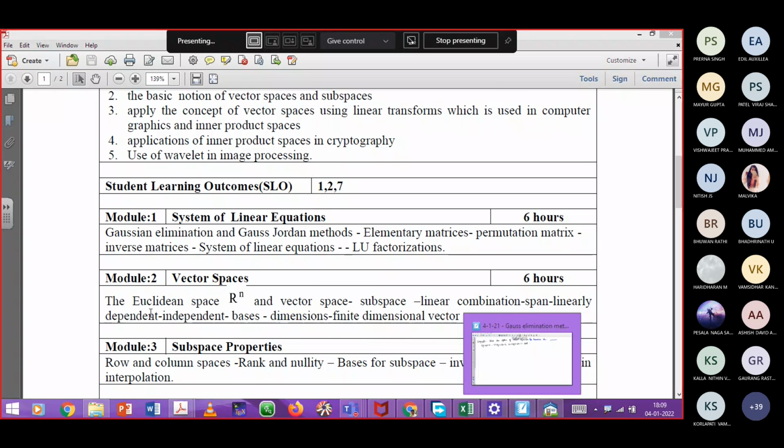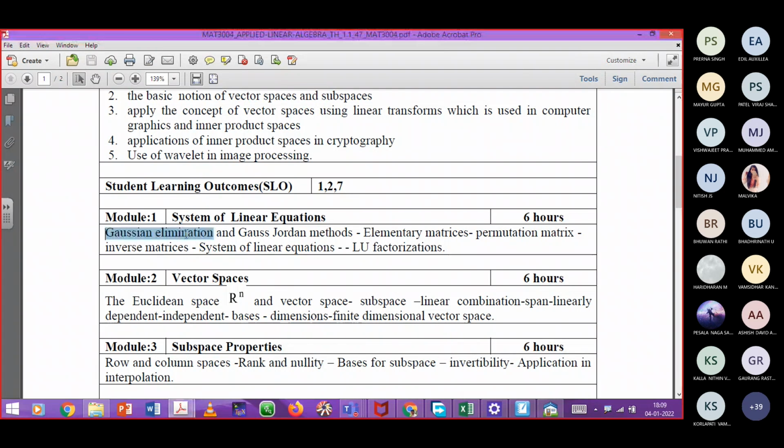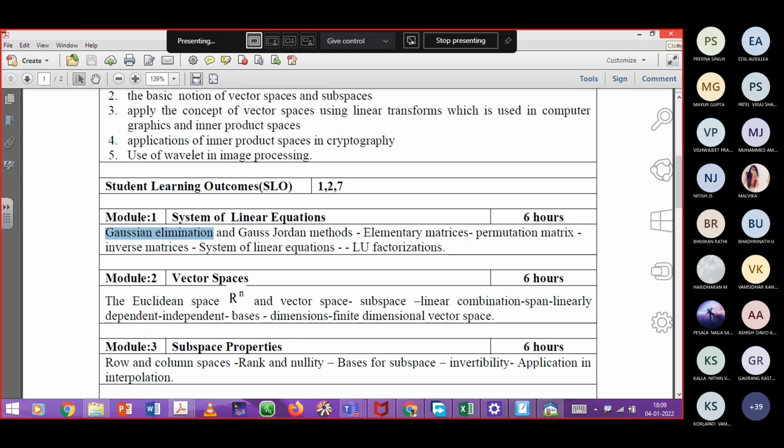So let us enter into the first topic of this module 1, that is Gauss elimination method. In your exam, it will be clearly mentioned, along with the system of linear equations, which method you should use for the problem. So first we are going to discuss the Gauss elimination method.